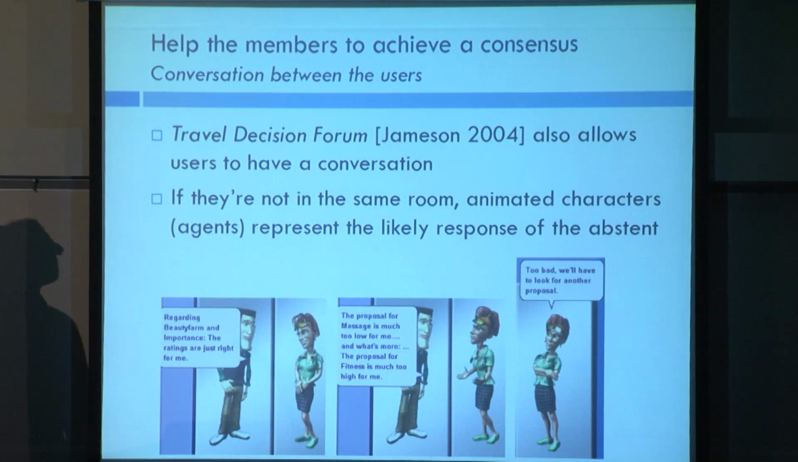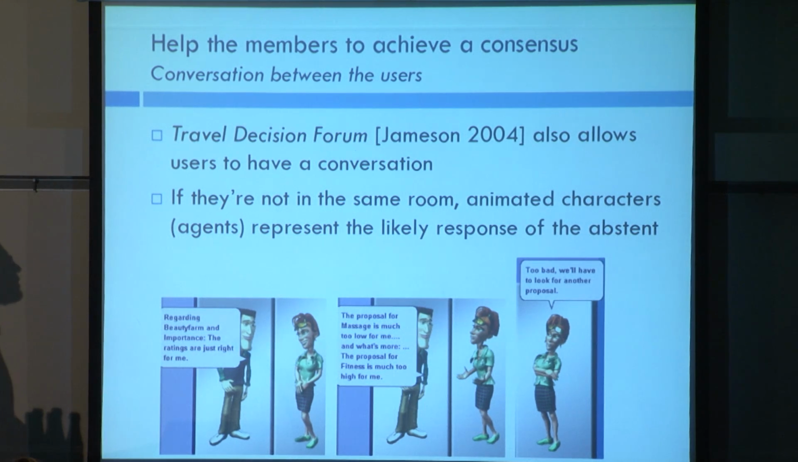Moving to the conversation between the users, so from the case in which we have just one user that is responsible for the final decision, to the fact that the users talk among themselves, Travel Decision Forum also allows users to have a conversation. If the users are not in the same room, animated characters, which represent agents, represent the likely response of the absent. So, for example, here you have two users which cannot have a proper discussion, and based on the preferences that the users can express, you have these animated characters, these agents, that have a conversation among themselves.